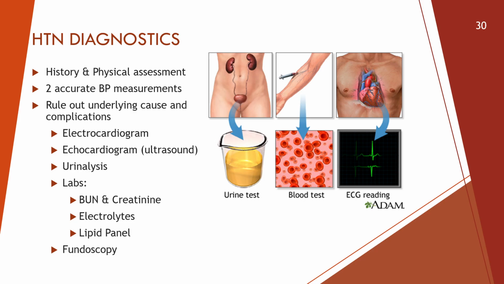So, we're going to do an EKG to look at the cardiac rhythm and electrical function. We can also do an ultrasound of the heart to see the size of it, which is known as an echocardiogram. We will get some labs to assess the kidney function, like a urinalysis, and look at the BUN and creatinine. We also need to look at those electrolytes, especially potassium, and of course, we want to see their cholesterol levels. It would also be a good idea to look into their eyes, which is known as a fundoscopy.